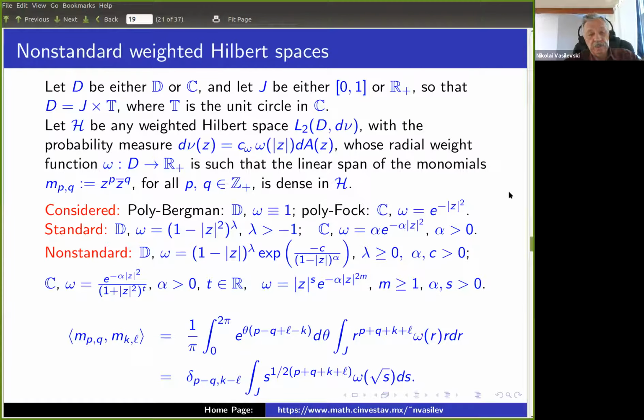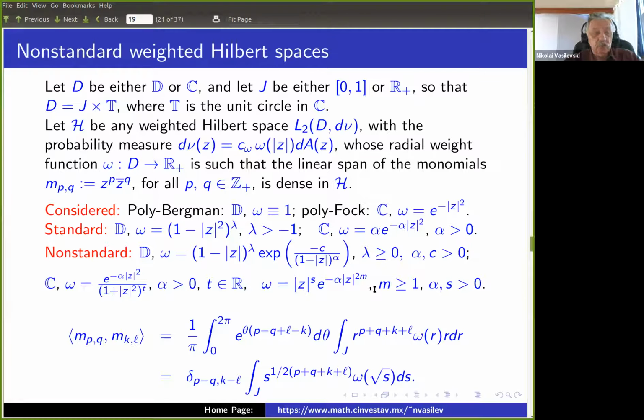Several examples of recently considered non-standard weights. For the unit disk, the standard measure combined with some exponent, and in the complex plane C, for example, this measure with corresponding parameter, and this measure with corresponding parameter. This is just a few examples. There are many, many spaces with different radial measures that have been considered recently.